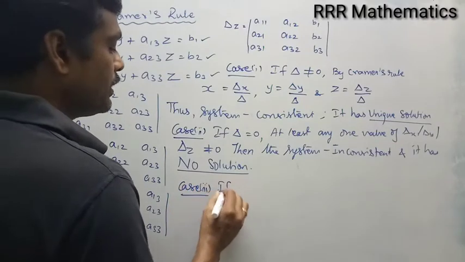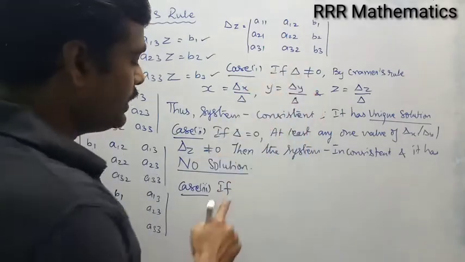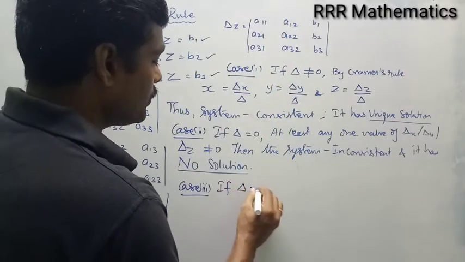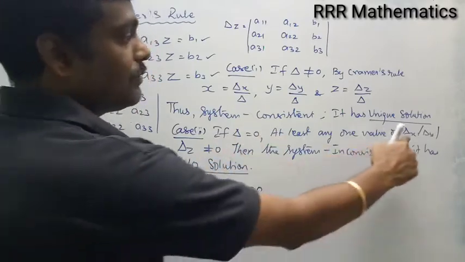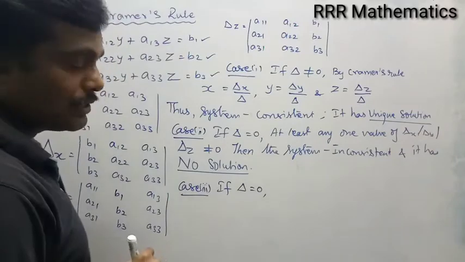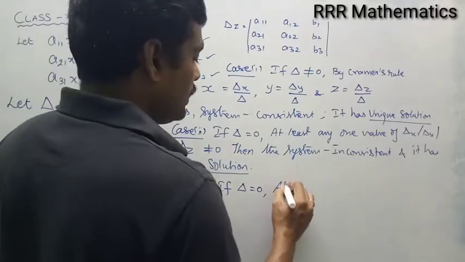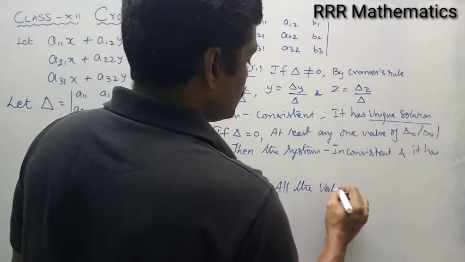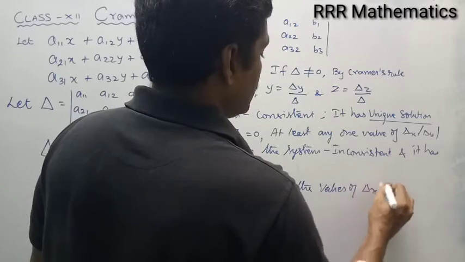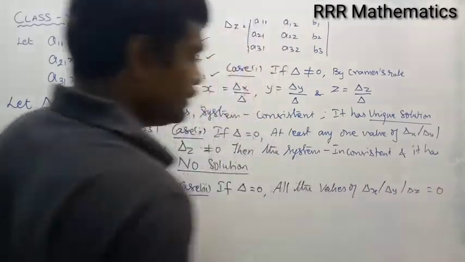Case 3: if delta is not equal to 0, it comes under case 1. If delta is equal to 0, it will be case 2, but in that case at least one of delta x, delta y, delta z is not equal to 0. So case 3 is delta equal to 0 and all the values of delta x, delta y and delta z equal to 0.